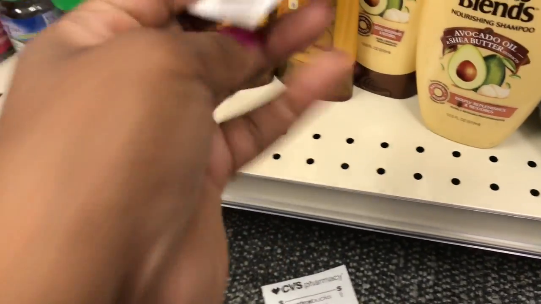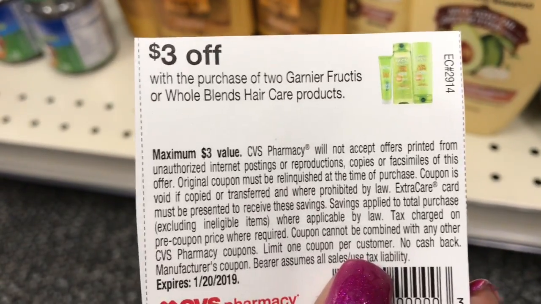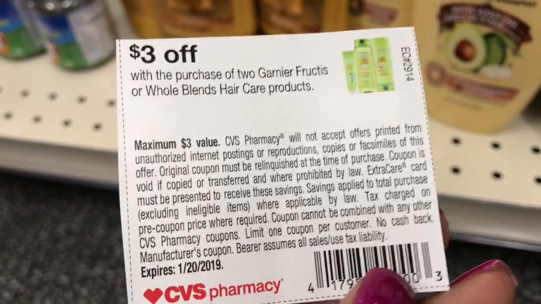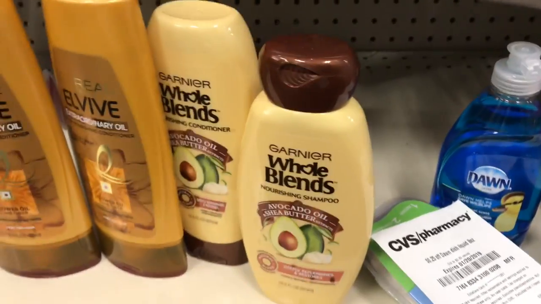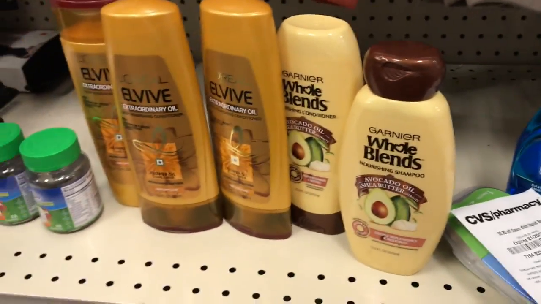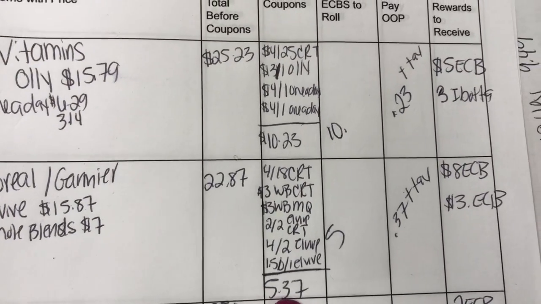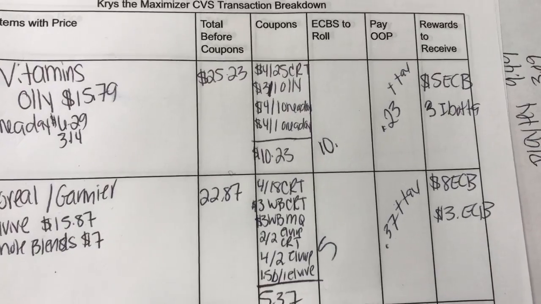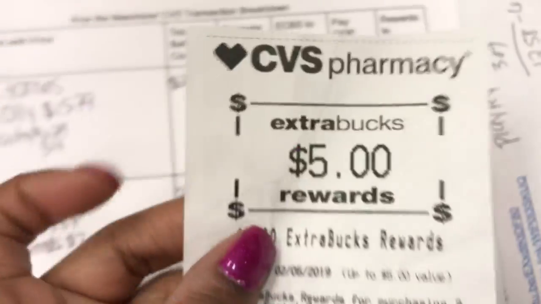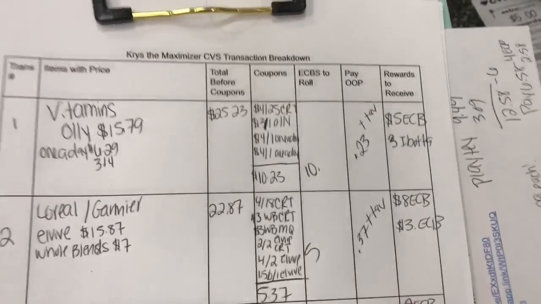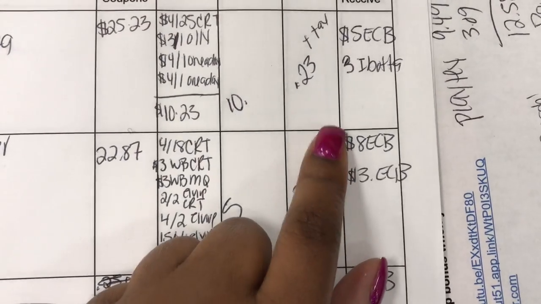And then, like I told you guys, CVS mailed me some coupons, and I can use this on 2 Garnier or 2 whole blends. So I'm going to go ahead and use it on the whole blends because after taking $6 off, it makes them just $1. So after using all of those coupons, the total is going to come to $5.37. That is amazing. $5.37. I'm going to roll a $5 extra buck. It's right here, and I'm going to pay 37 cents plus tax, and I'm going to get back $11 in extra bucks.